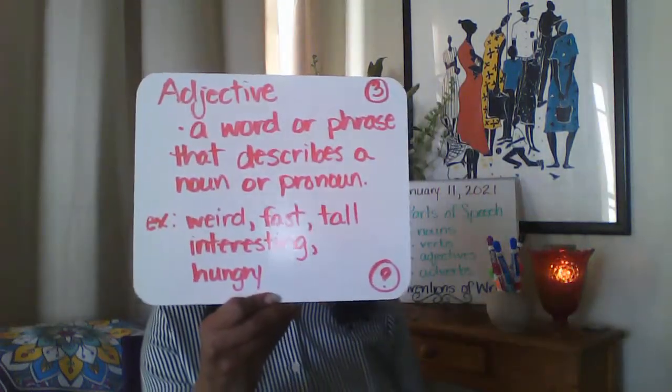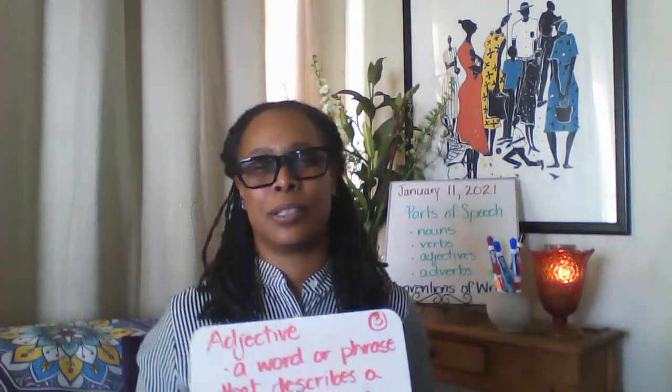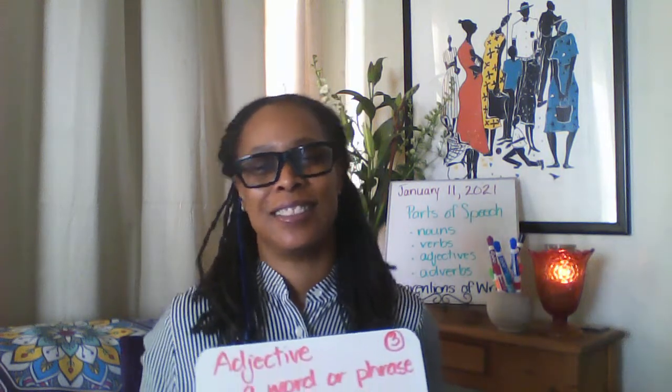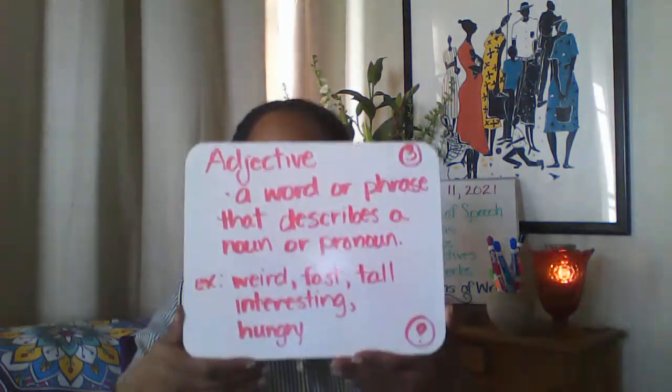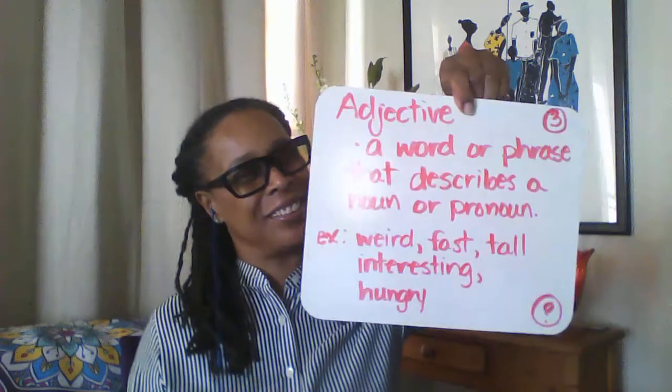The third one, adjective. This one is usually not as difficult for people. You all are sometimes descriptive, or you put a word in there that is detailed, and that would be your adjective. Okay, so a word like weird, fast, tall, interesting, hungry, and then write that sentence, include that adjective, and circle the adjective. So then that just leaves us with adverbs.